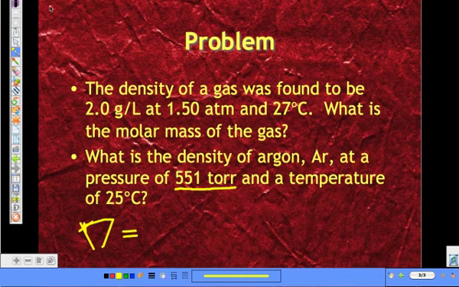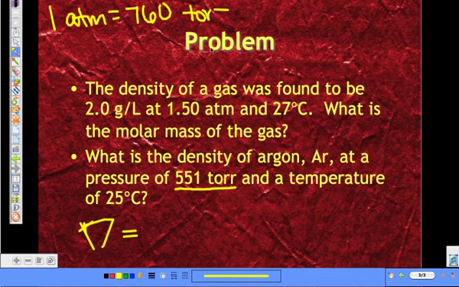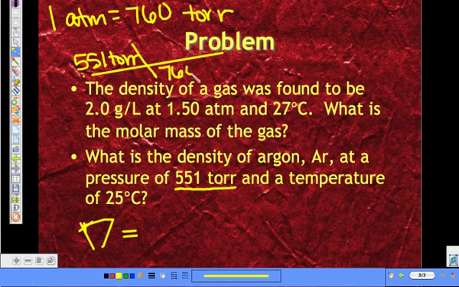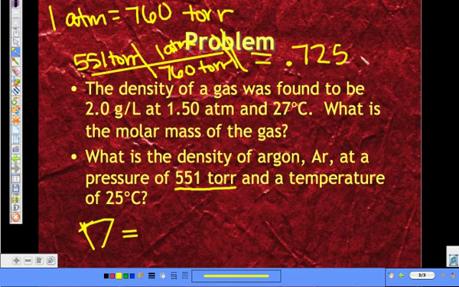So we have our equivalent: 1 ATM is equal to 760 torr. Because 1 torr is equal to 1 millimeter mercury, and if 1 ATM is 760 millimeters mercury, 1 ATM is 760 torr. So we're going to have to convert this. We have 551 torr, and we'll have 760 torr on the bottom and 1 ATM. That gives 0.725. So that's the pressure we need to use, 0.725.